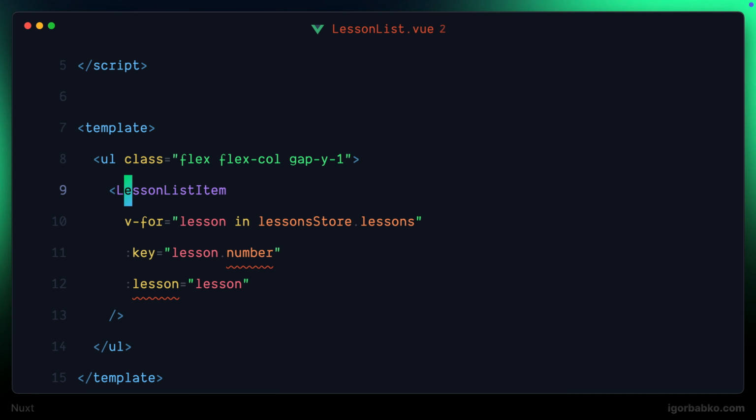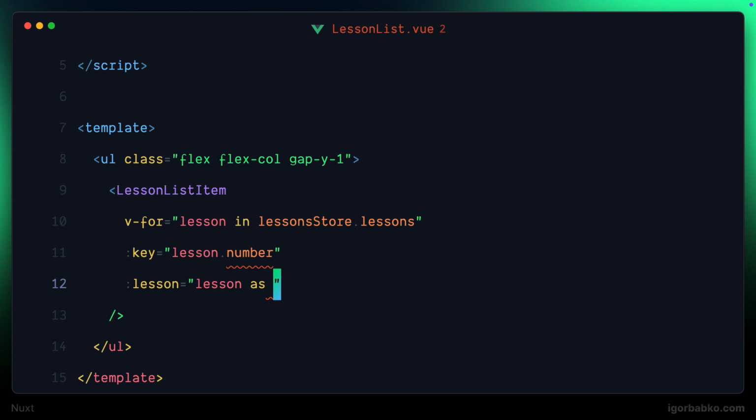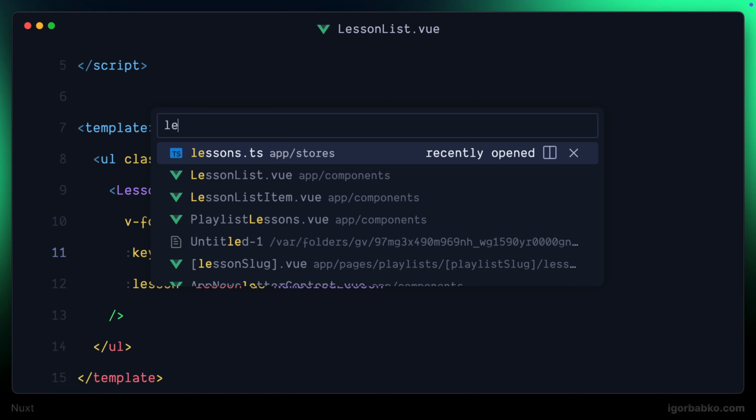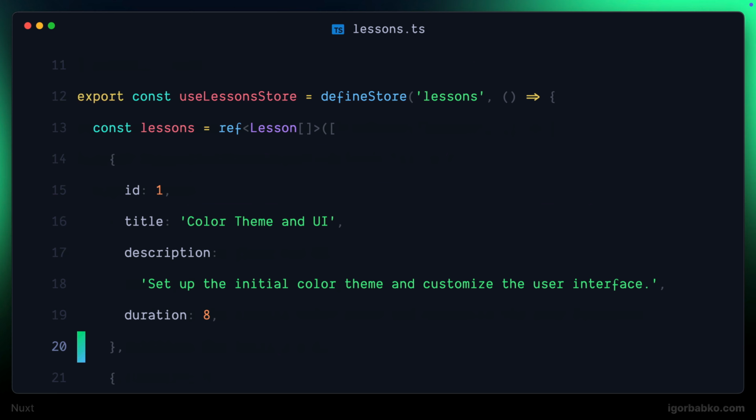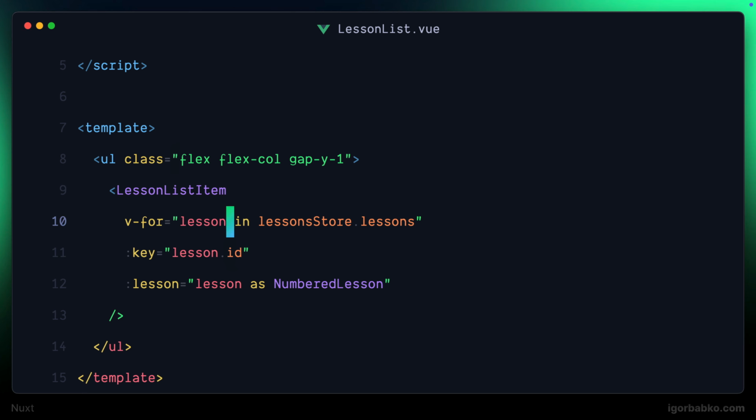Let's go back to the lesson list component and fix the remaining errors in here. The lesson variable is treated as an object type without a number property. So let's say explicitly that this lesson object will be of the numbered lesson type. And since lesson objects defined in the lesson store do not contain a number property, let's use the ID property as the key in here.